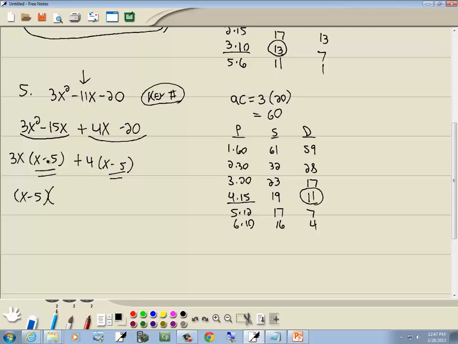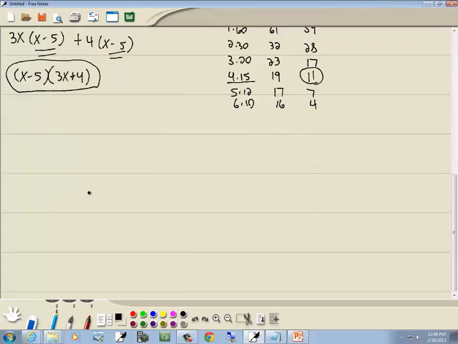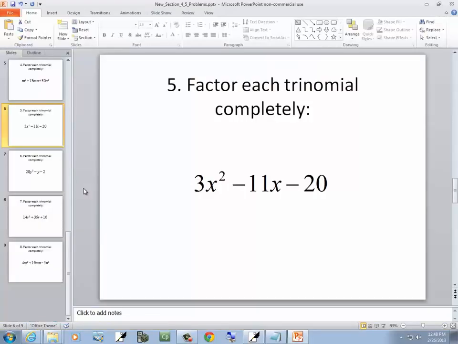And you can cross out those x minus 5s to see what goes in your second set of parentheses, which would be 3x plus 4. And that's our answer. Let's look at another one.